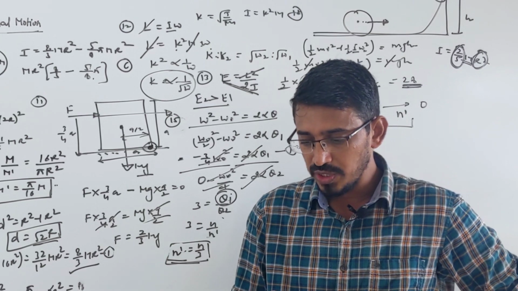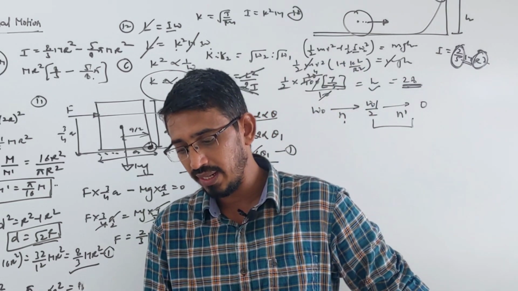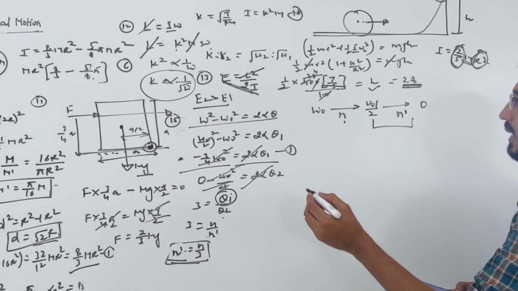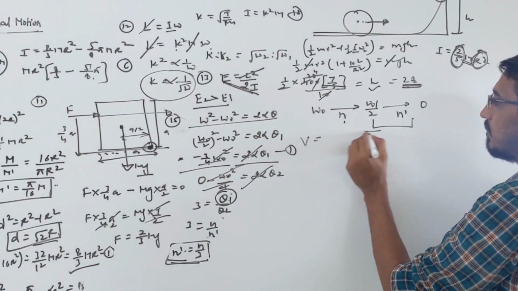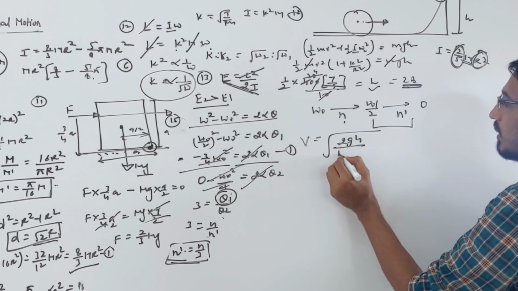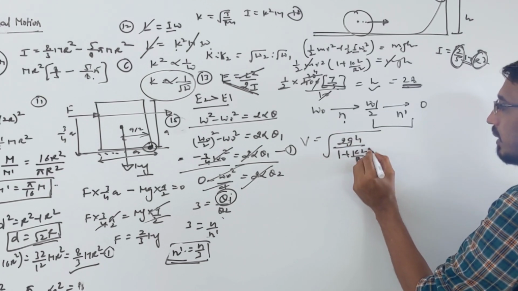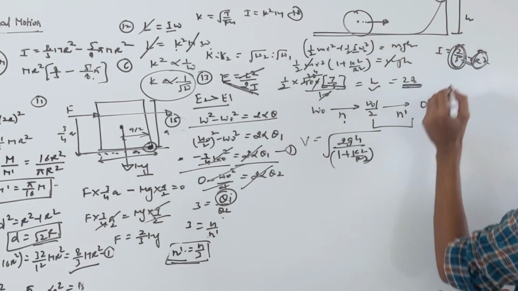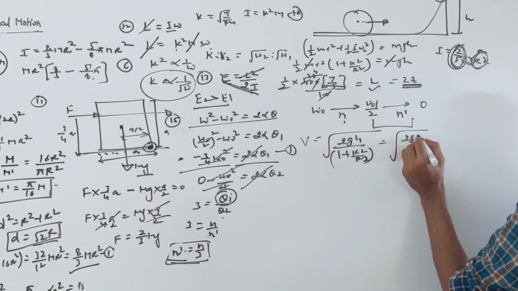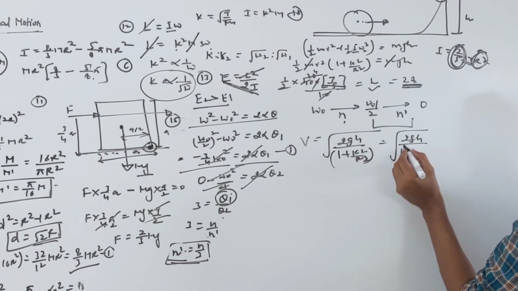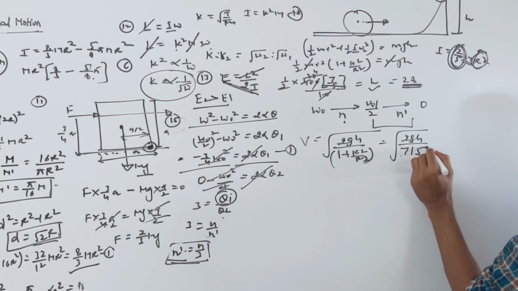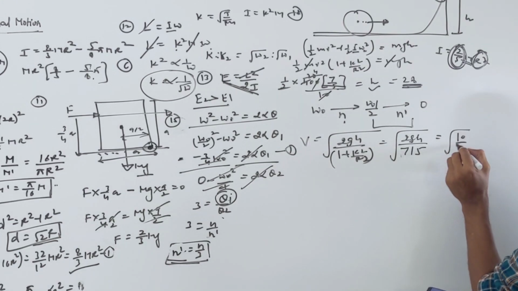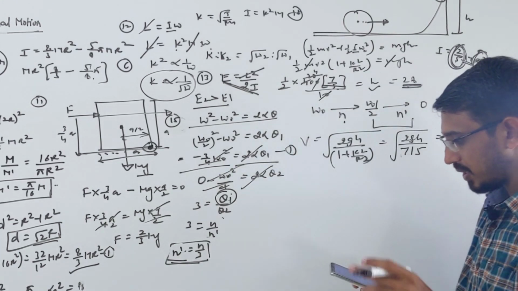Question 17: the speed of a homogeneous solid sphere after rolling down an inclined plane of vertical height h from rest is what? They are asking the speed in rolling. The formula is root 2gh upon 1 plus k square upon r square. For a solid sphere, k square is 2 by 5 r square. So 1 plus 2 by 5 becomes 7 by 5, and this becomes root of 10 by 7 gh, thus matching the fourth option.